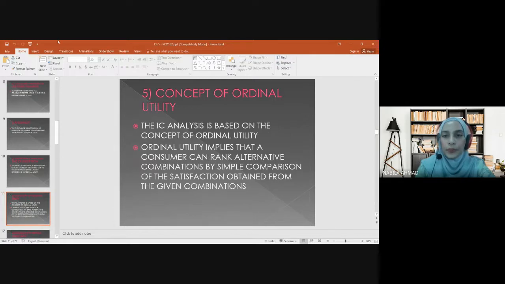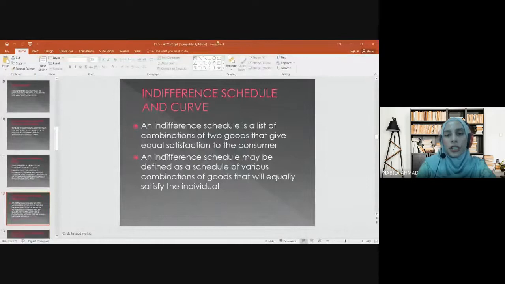Negative slope. And the concept of ordinal utility: it is based on the concept of ordinal utility that implies the consumer can rank alternative combinations by simple comparison of satisfaction. So kita boleh compare from one satisfaction to the other satisfaction.